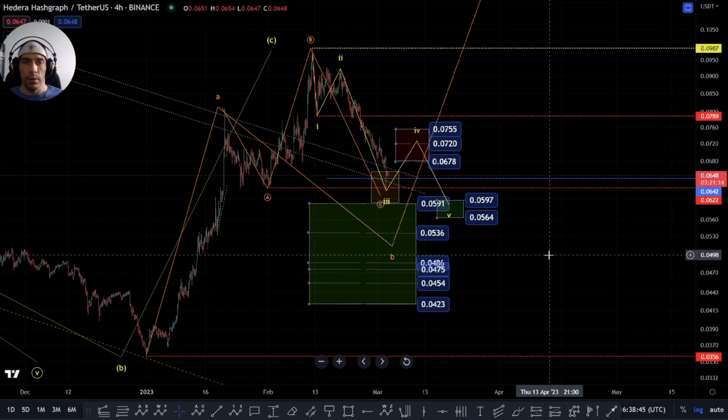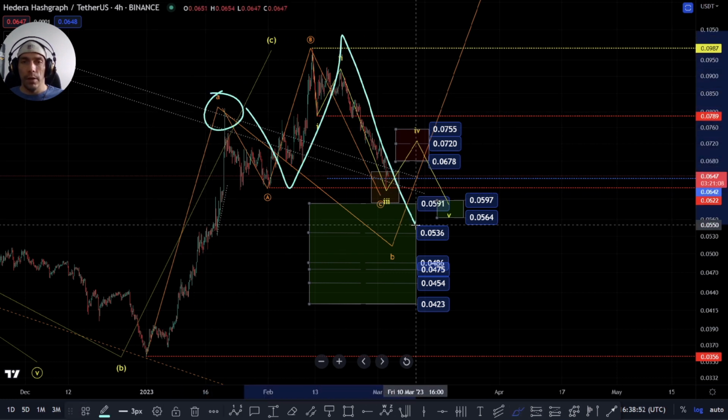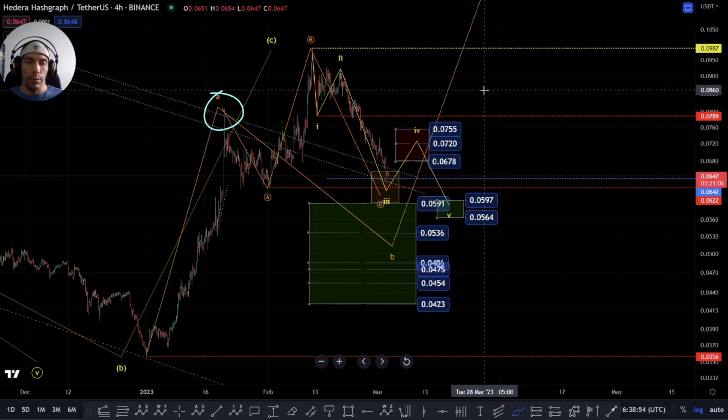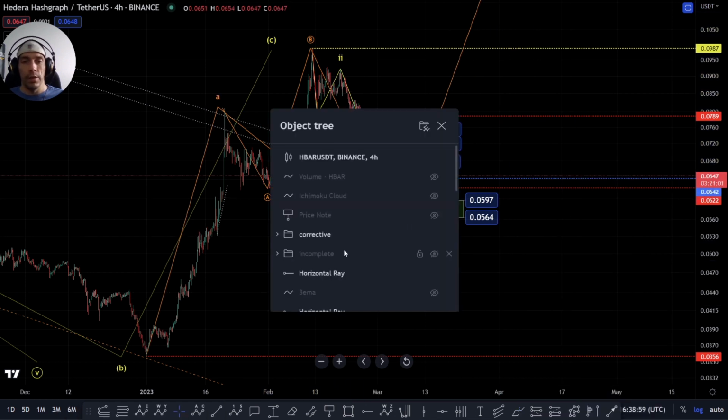So we need to talk about something else within the structure. If we're looking at this A as completing further back, after this flat correction, we could argue that we're going to see that push to the upside. The other way we were looking at this move is slightly different.